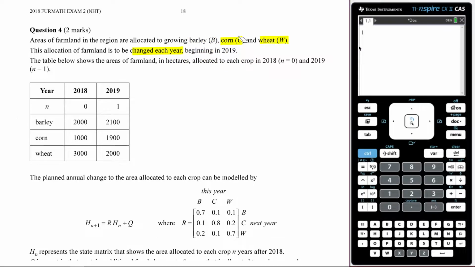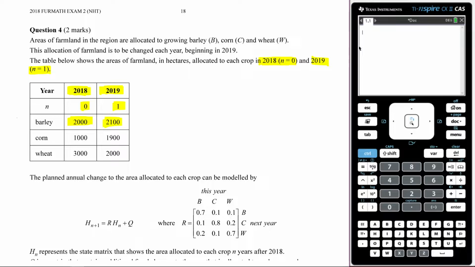Now here comes the important information. We're told that 2018, n is equal to 0, and 2019, n is equal to 1. So as you can see here, in 2018, 2,000 hectares were allocated to barley, and that changed in 2019, where 2,100 were allocated to barley.